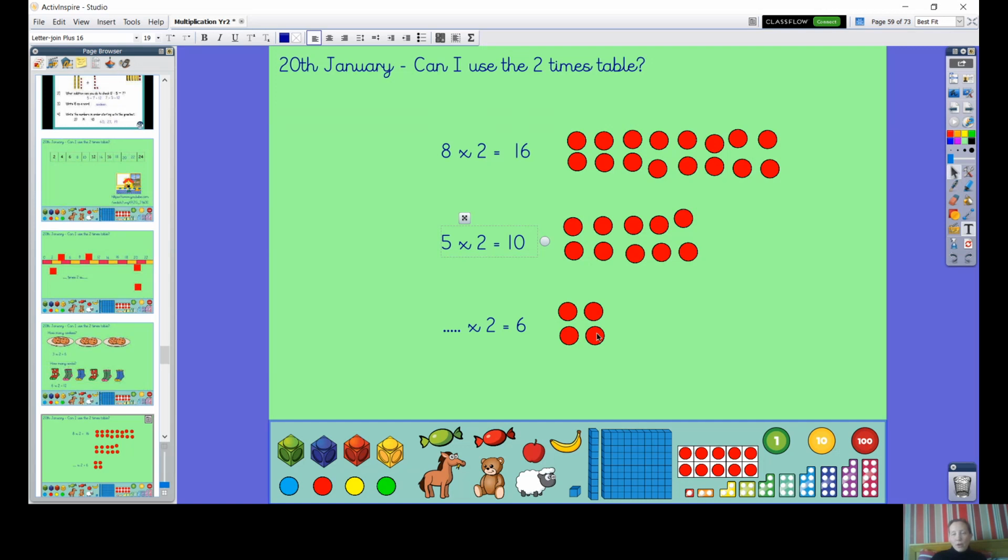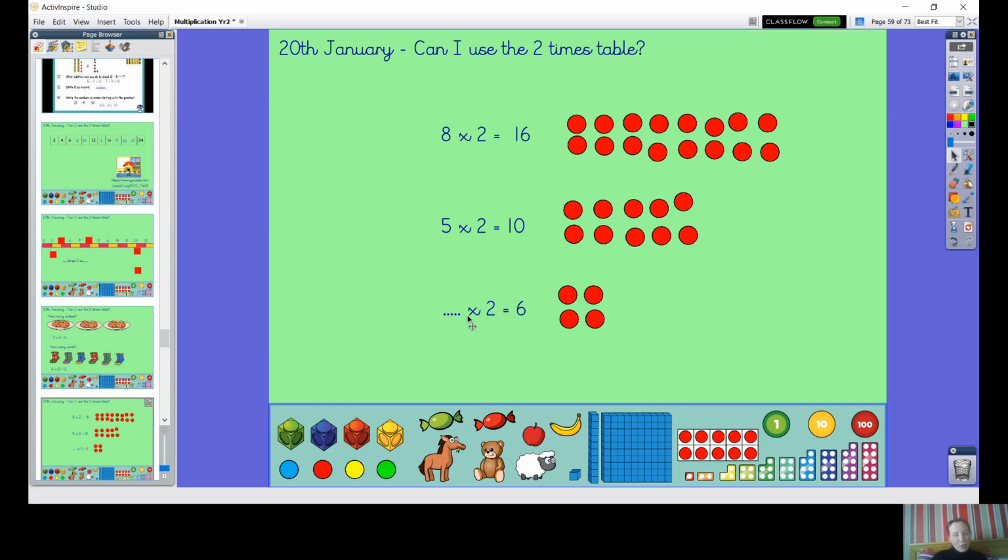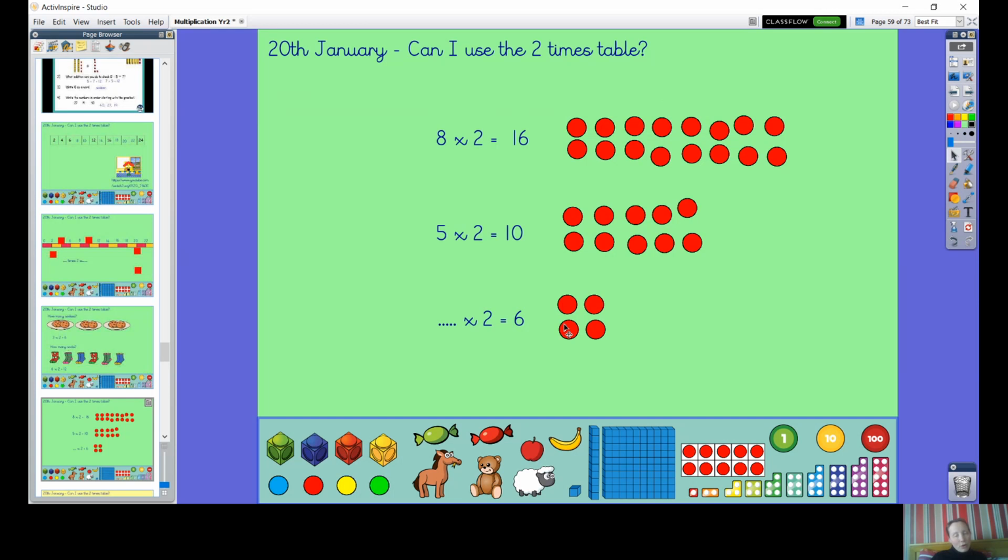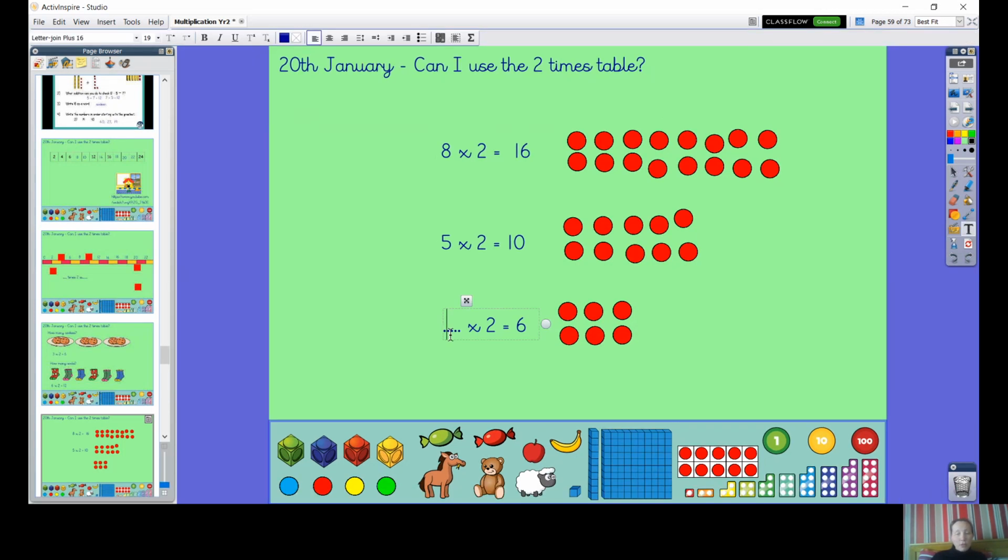This one, we've got the answer. We don't know what we're starting with. So let's count in 2s. 2, 4, 6. We need another 2 to make up to 6. So let's have a look. How many groups times 2 equals 6? Well, we've got 1 group, 2 groups, 3 groups. So 3 groups of 2 make 6.